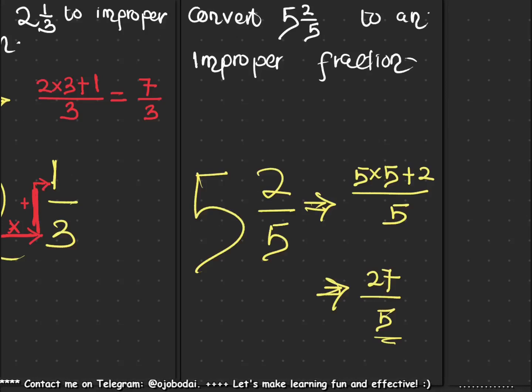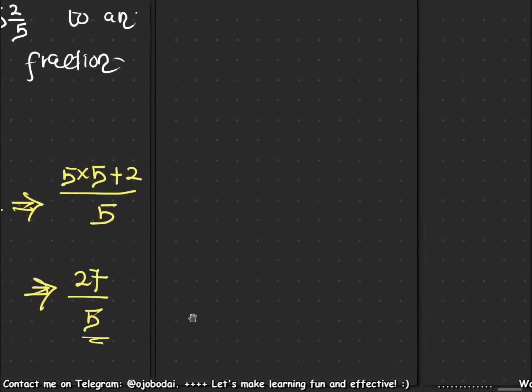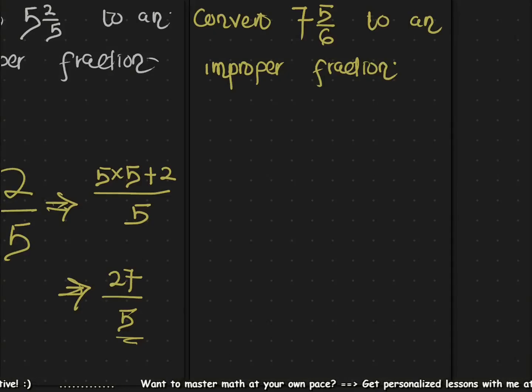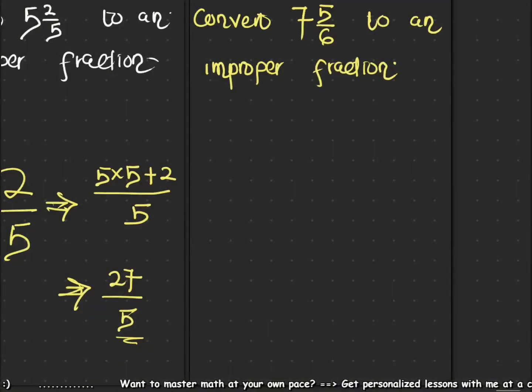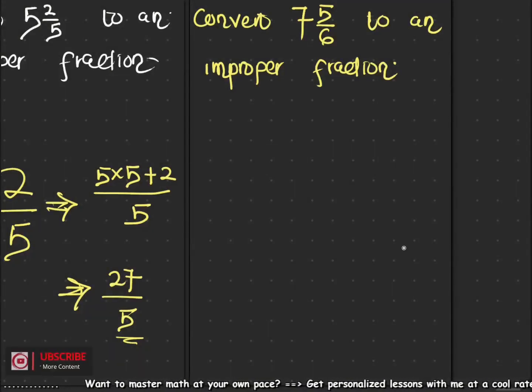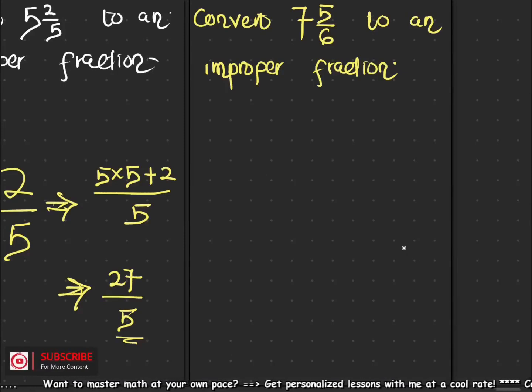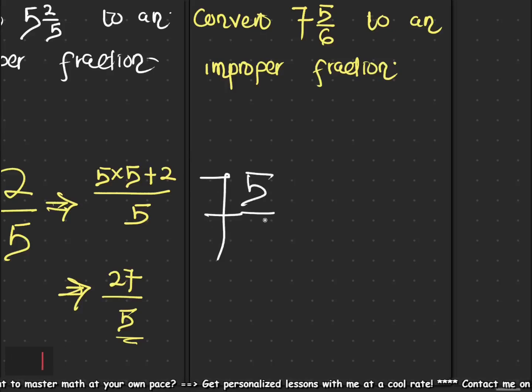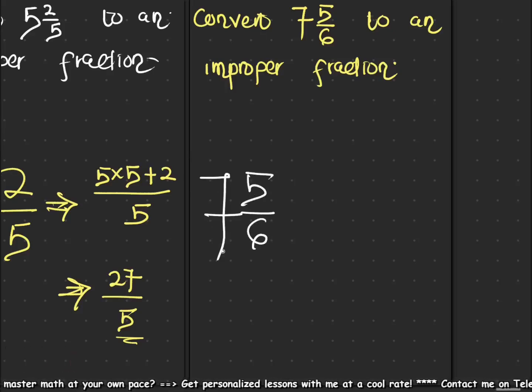Let's try our very last question, and then I give an exercise for trials. So what do we have here? We have to convert 7 whole number 5 over 6 to an improper fraction. You see? So once again, we have our 7 whole number 5 over 6. And you can pause and then quickly solve it. So you come back and then check your answer.